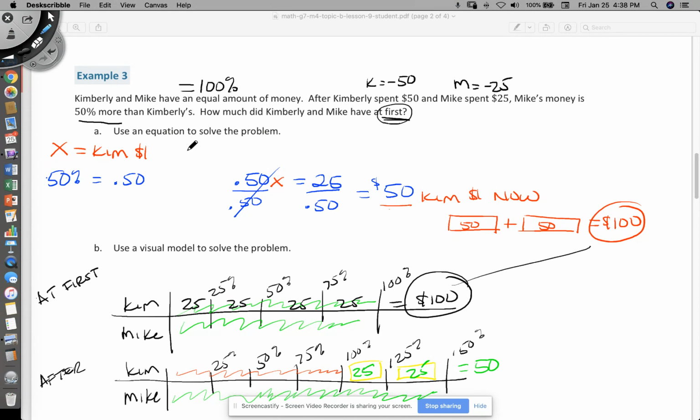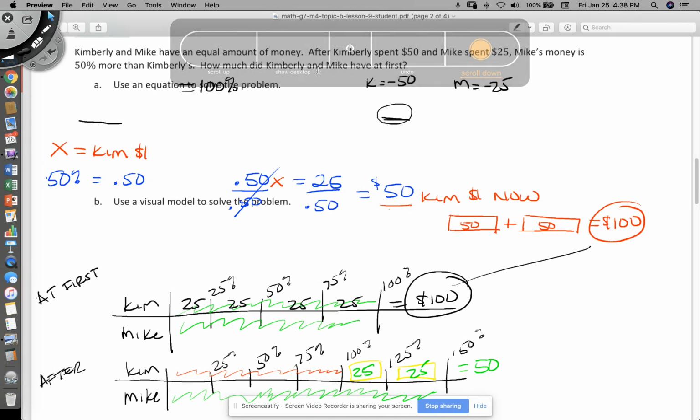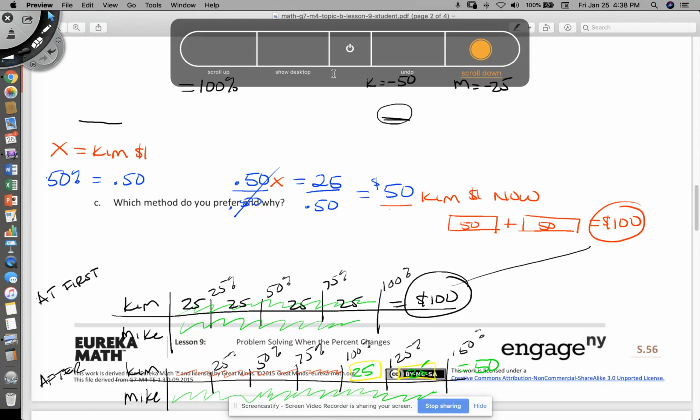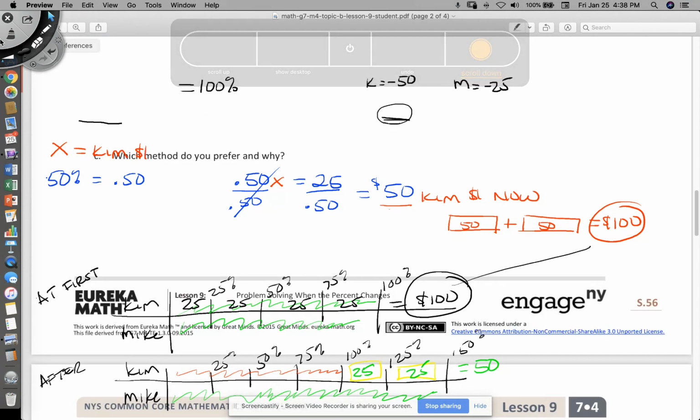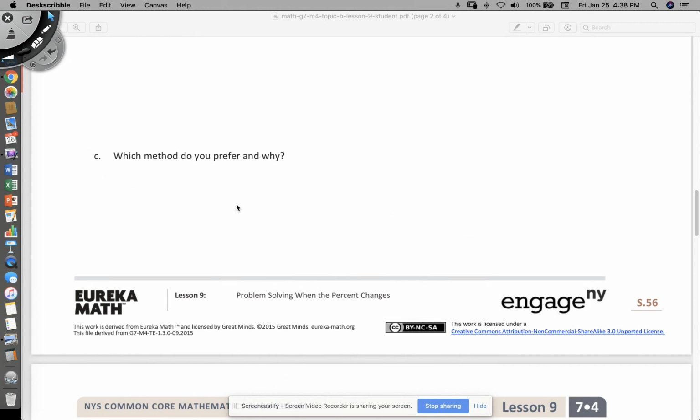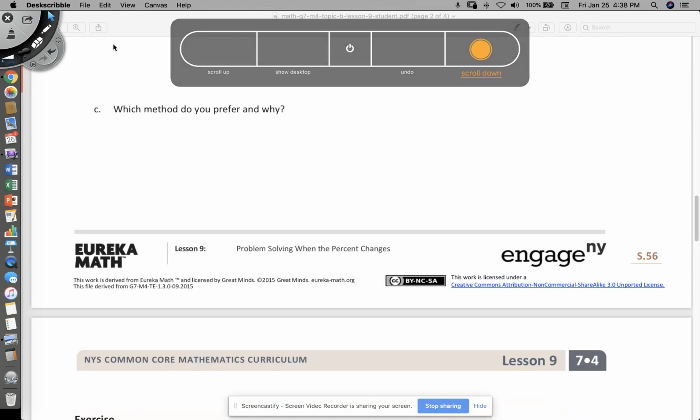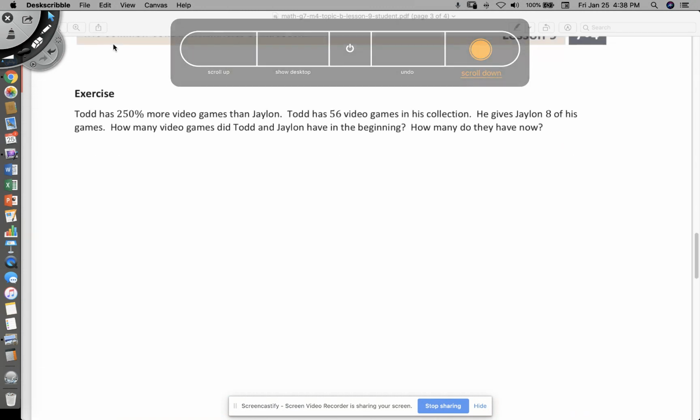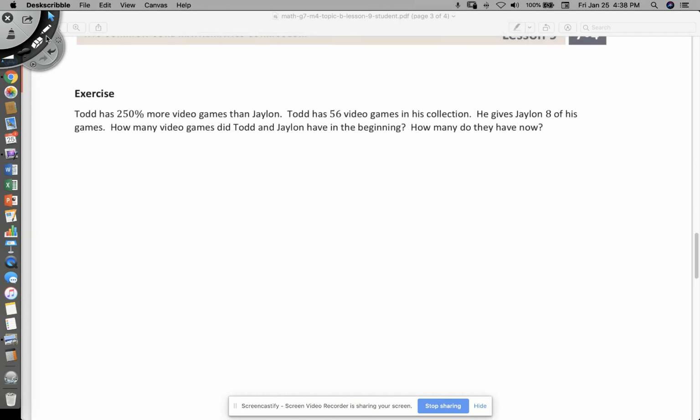All right, so let's go ahead and answer C. C is asking which method you prefer. Do you prefer doing things with math like I did at the very beginning here, or do you prefer drawing the picture? So this one here is completely your opinion, so go ahead and fill it in yourself, which method you prefer and why. And then we're going to go to the exercise. Now this exercise is one I am grading, but I will set it up for you. You just need to finish it.